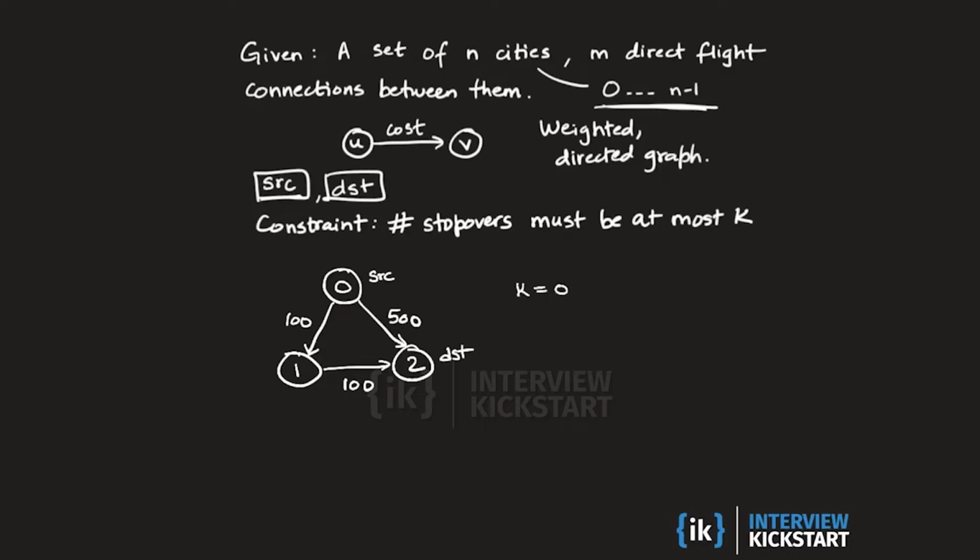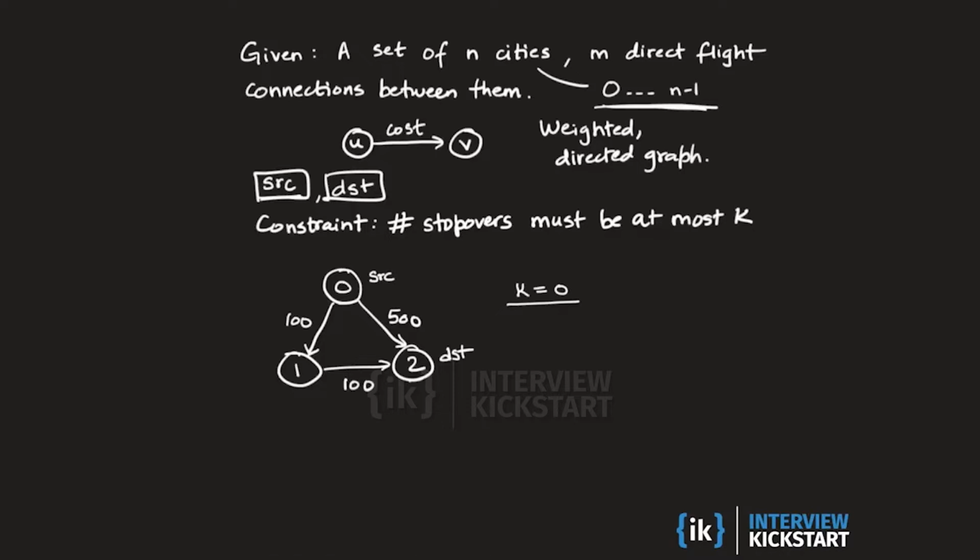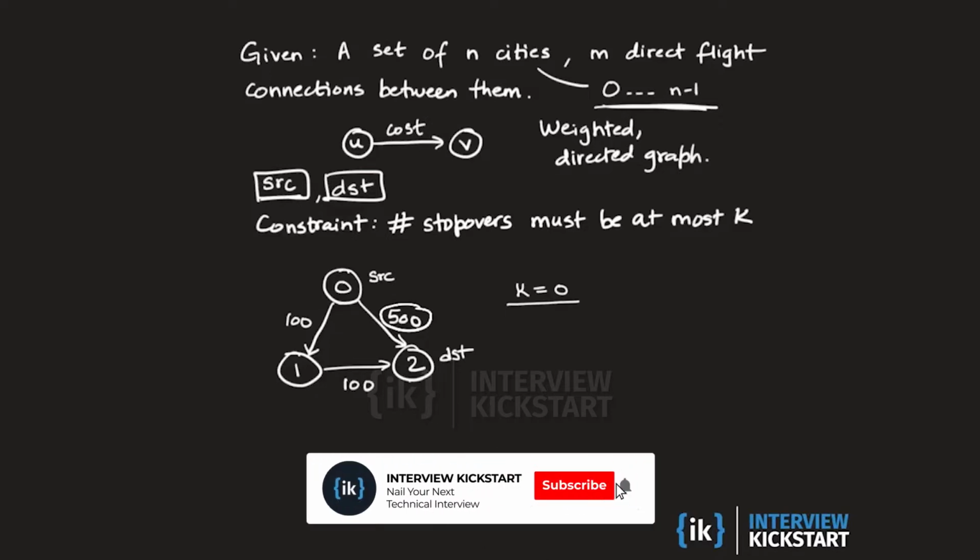We are effectively asked what is the shortest way to get from city 0 to city 2 in a way that we have at most 0 stopovers. In other words, we are not allowed to have any stopovers, which means we have to directly get from the source to the destination. There is only one way to do that, which is to fly from the source to the destination directly. And so the cheapest way to achieve this is with a cost of 500, which is the cost of the direct flight from the source to the destination.